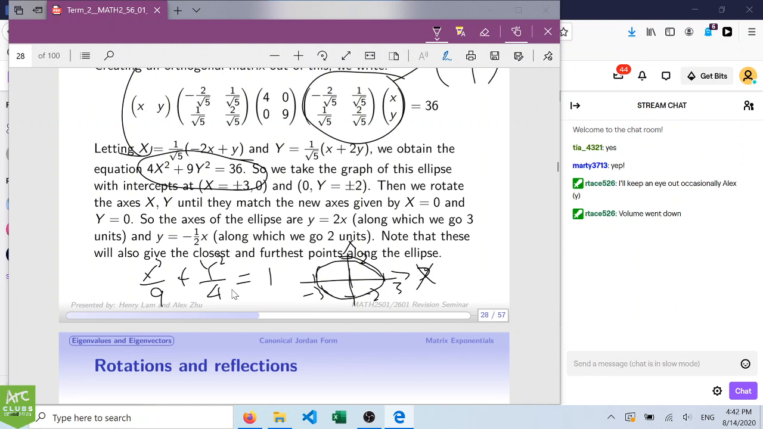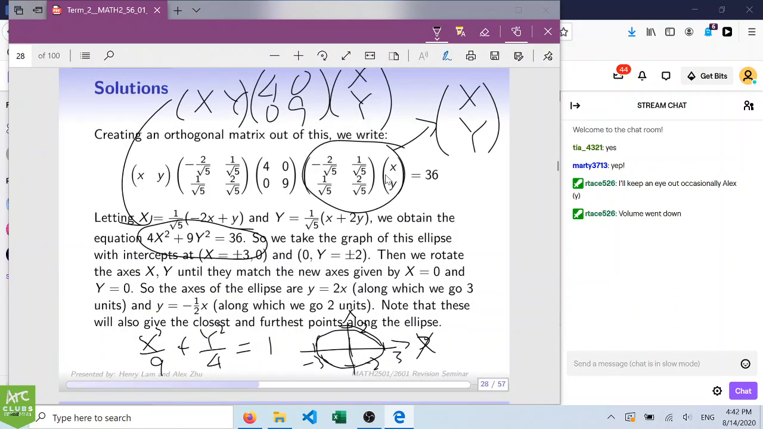Now we're not done yet, because this is in terms of the capital X, capital Y vectors, and we want to change that back into the normal vectors. So let me just rub that out.